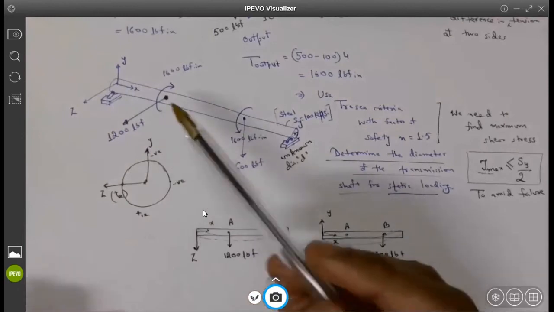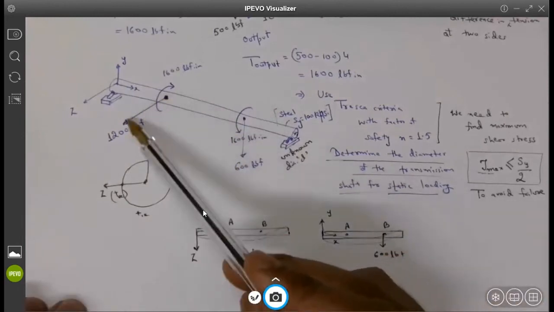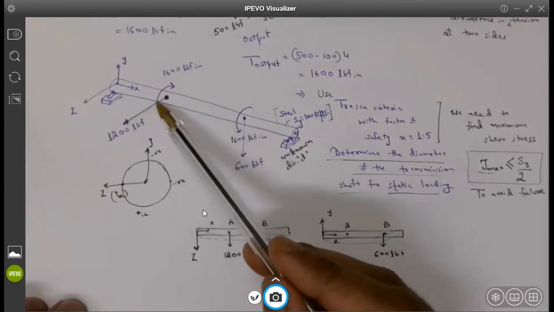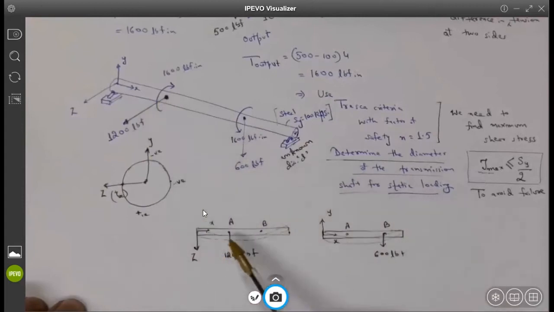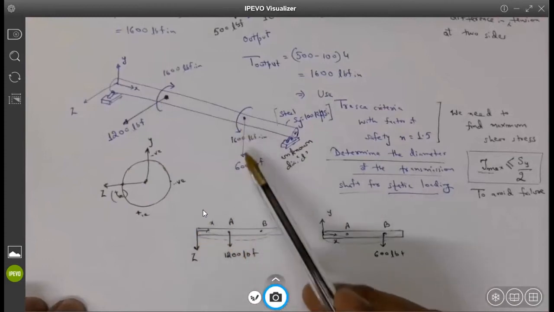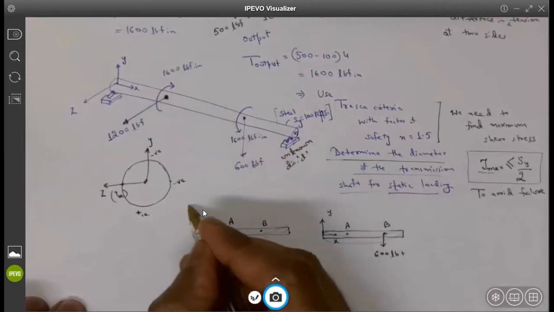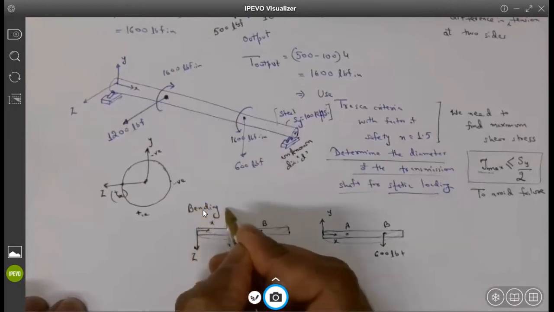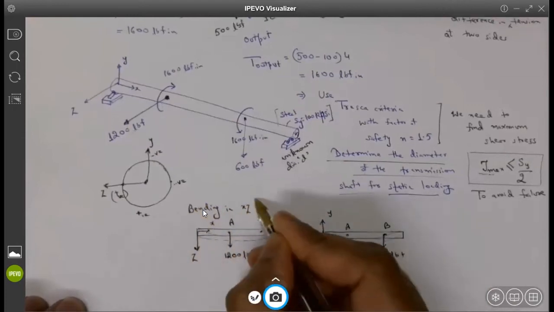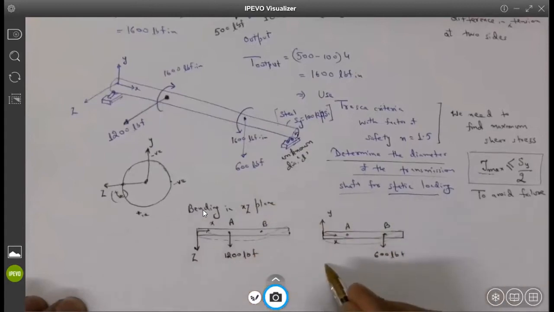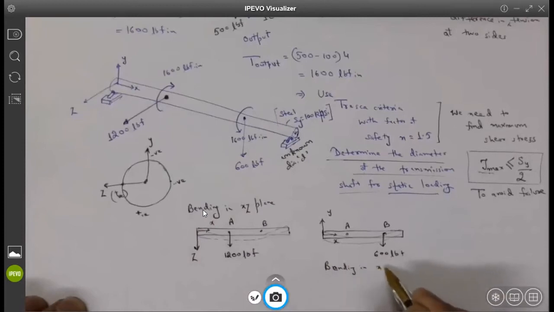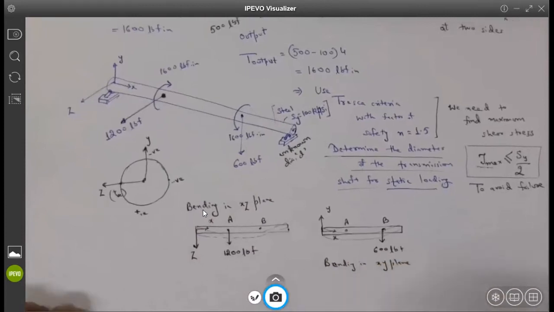When you have bending moments appearing in two different planes, this one is appearing in the XZ plane. So in the XZ plane you have the bending moment, and the bending moment is acting along the y-axis. And this load is in the vertical y direction and it is causing the bending in the XY plane. So this is bending in the XZ plane, and this is bending in the XY plane. Is everybody following what we are doing here? Yes. Is there anybody who is not following it?